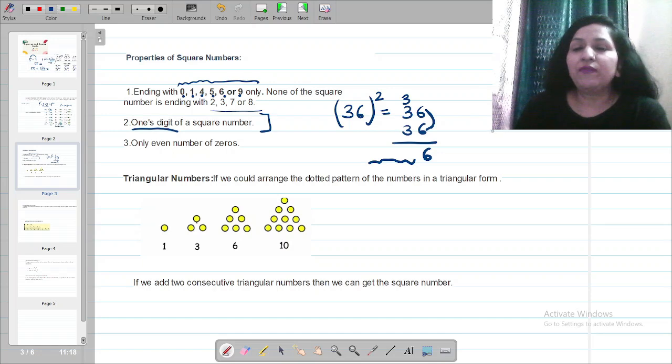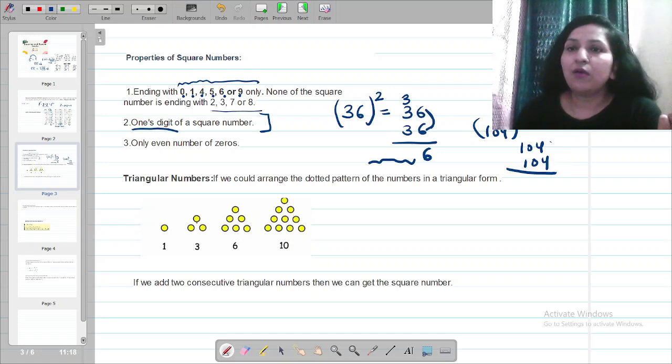Once again, if I ask you what is the ones digit of 104 square? 104 square means 104 multiplied by 104. Whatever the answer is, we are looking for just the ones digit. 4 multiplied by 4, it is 16. 6, and 1 carry here. I need not do any other calculation. So the ones place will be 6.